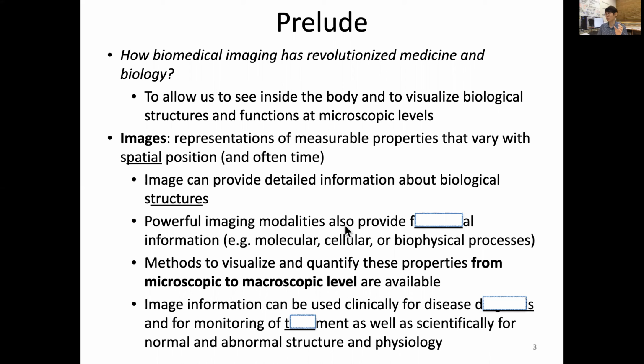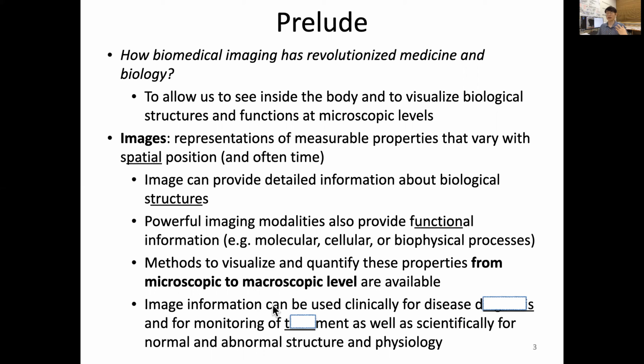Powerful imaging modalities also provide information, for example, on molecular, cellular, and biophysical processes, which we mean as function. So in conventional imaging, we talk about structure, but with more powerful imaging, we also want to see the underlying processes, that means the function of the biological structures. And methods to visualize and quantify these properties from microscopic to macroscopic levels are now becoming available.